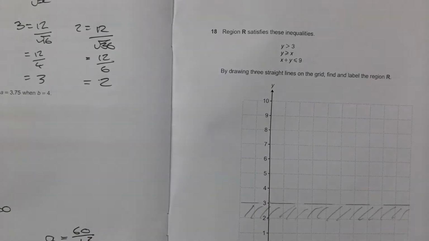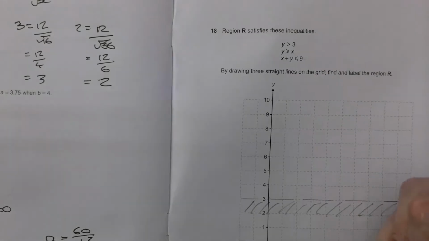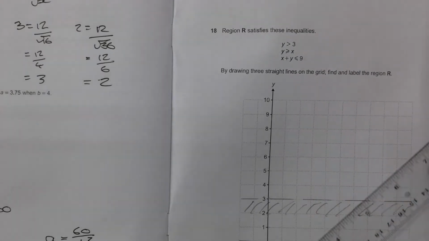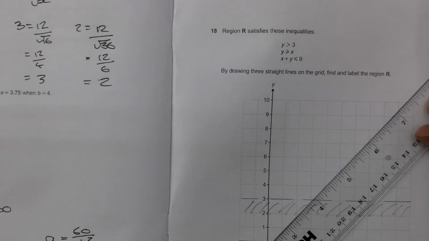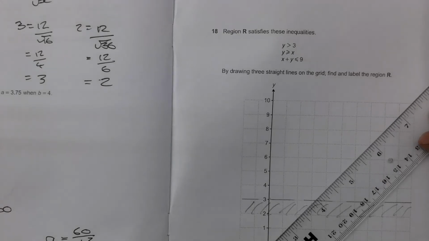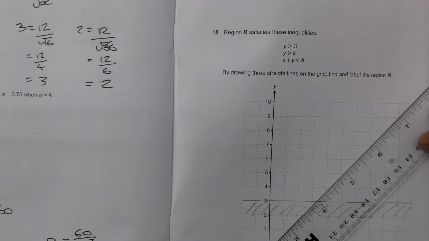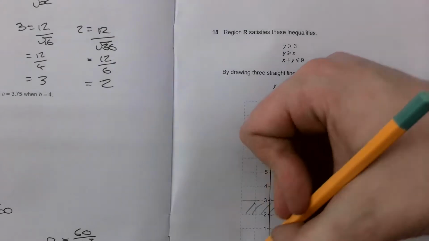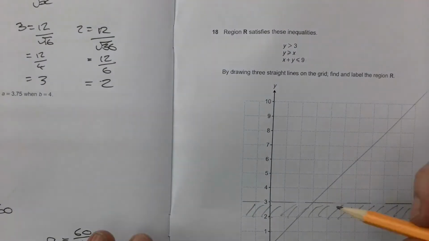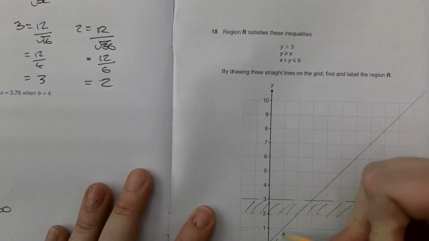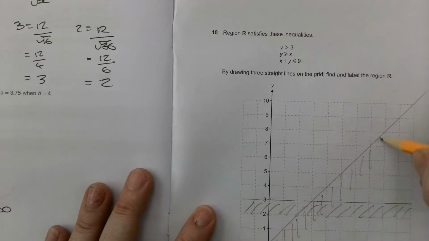Next one, y is greater than or equal to x. So we're going to plot the line y equals x. So when y is 1, x is 1, when y is 2, x is 2, etc., etc., we'll get a diagonal line. There we go. It's a solid line this time because it can be equal to it, and we want everything this side of it, everything that's greater. Again, I'm going to shade the side I don't want.